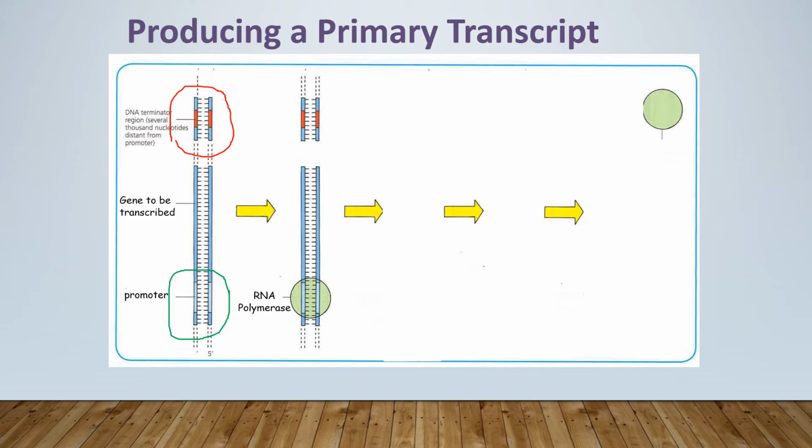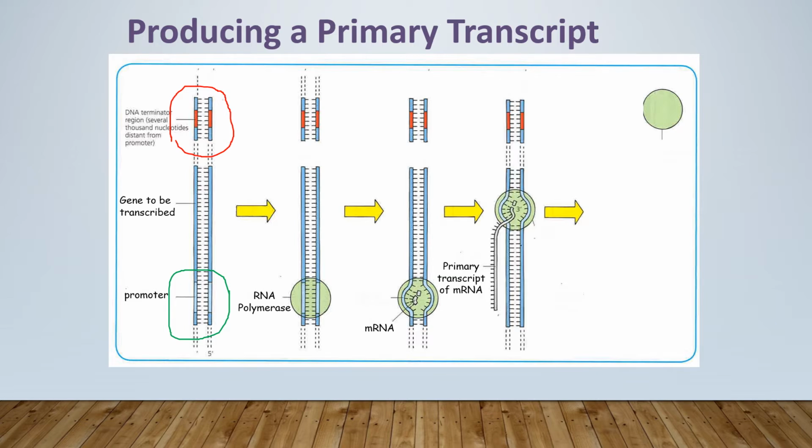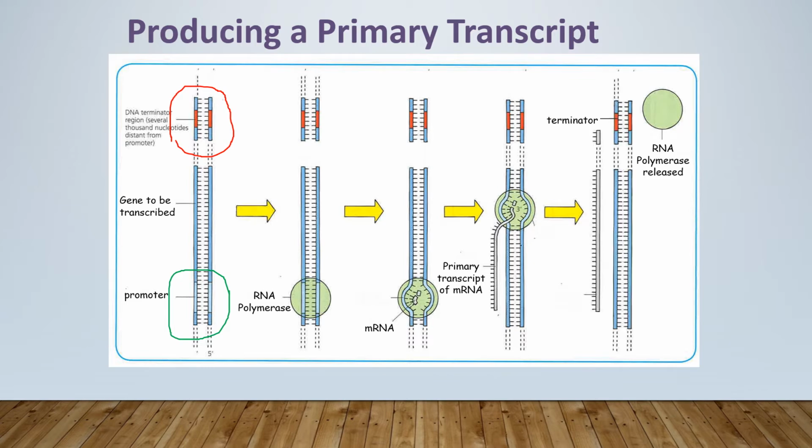RNA polymerase binds to the promoter region, and it does two jobs in one go. It breaks the hydrogen bonds, so splitting our double helix, and also adds the free RNA nucleotides in a complementary sequence, creating our primary transcript as it moves along the gene. And as I said, as it reaches the terminator sequence, RNA polymerase is released. And that's our primary transcript, our complementary copy of our DNA sequence, complete.